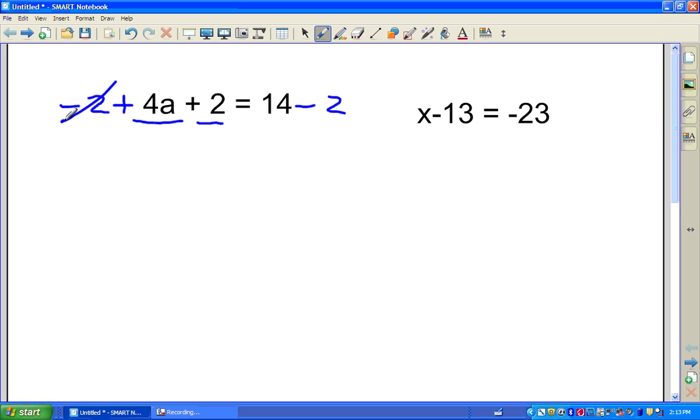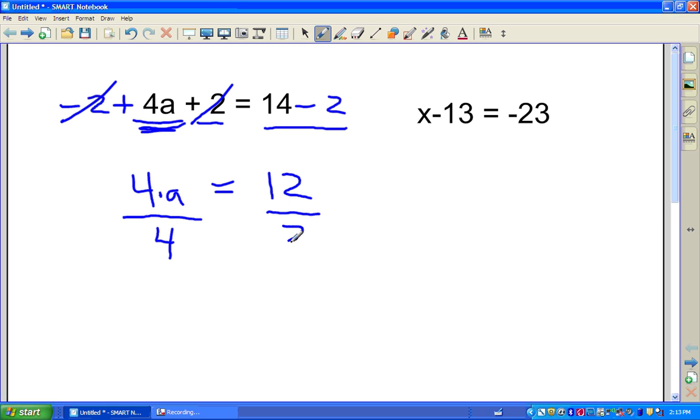So now this minus 2 cancels the plus 2, and all I'm left with is the 4a. So I have 4a equals 14 minus 2, which is 12. Now I have 4 times a, right? There's multiplication right there, whether we know it or not. And the way to undo multiplication is by dividing. So if it's a times 4 or 4 times a, I'll divide by 4. Whatever I do to the left, I have to do to the right.